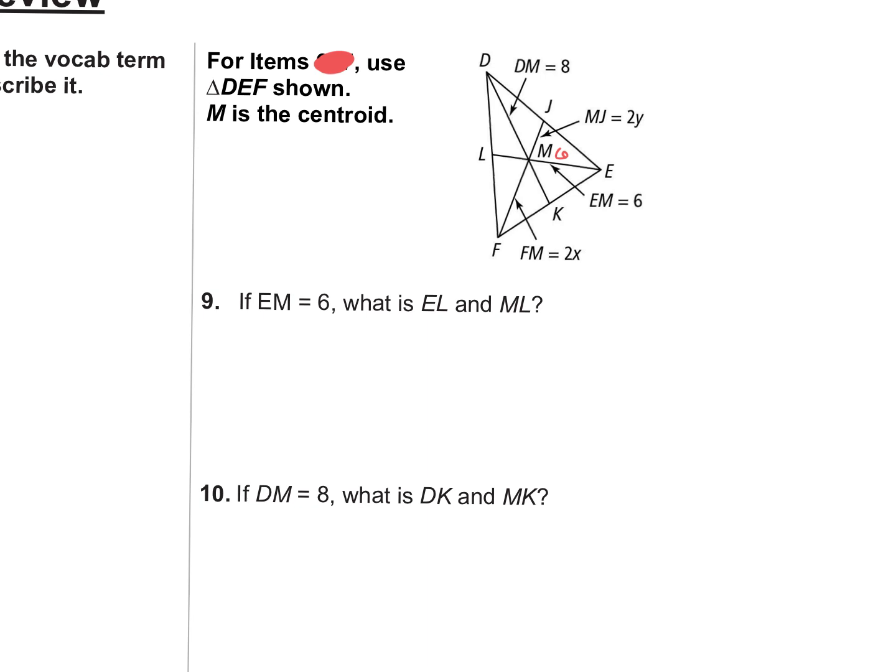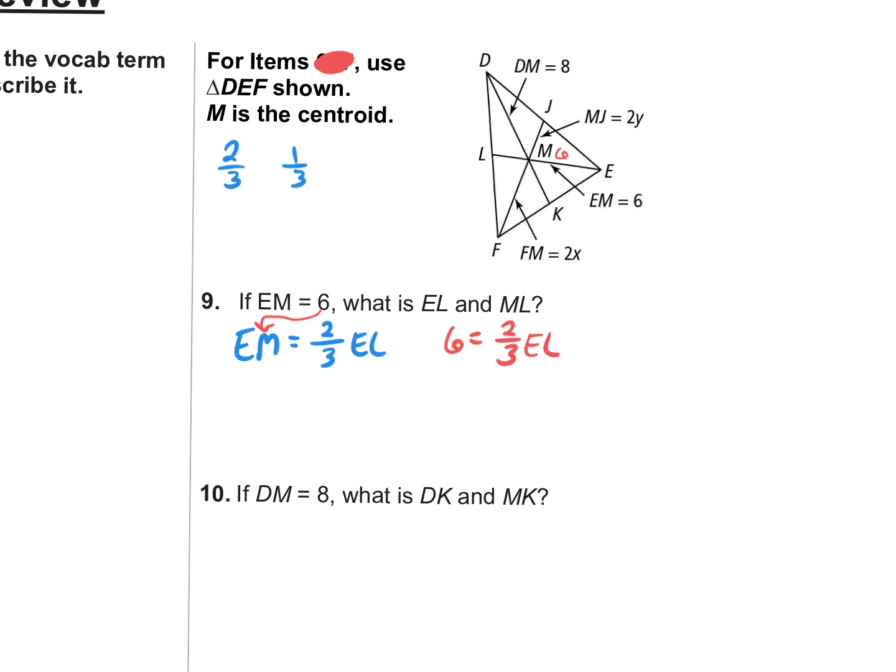Okay, so we always want to start with what we're given, just like we did with proofs. What else do we know about EM? It's 2/3. What fractions are we always going to use? 2/3 or 1/3. So EM, this is the bigger half, so EM equals 2/3 of what? EL, right? What can I do here to solve? Yes, plug 6 in, so we have 6 equals 2/3 of EL.